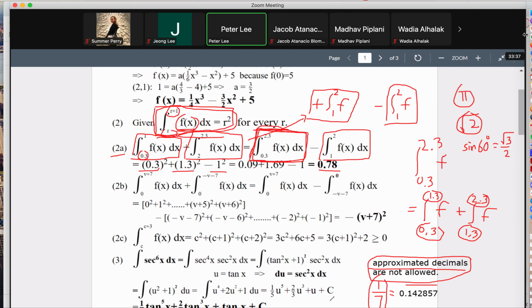But the fact is, approximate decimals are not allowed. Basically, if you're using a calculator or any kind of graphing utility, and they give the answer in decimal, that is not allowed. Approximated numbers are not allowed. That's what I'm saying here. Basically, approximates are not allowed. If you approximate a number, that will not be acceptable, not in this class.